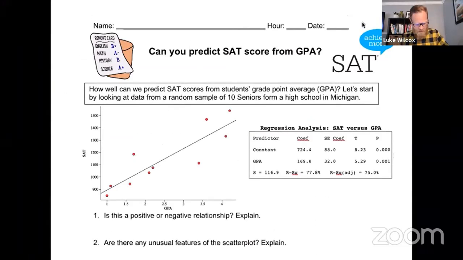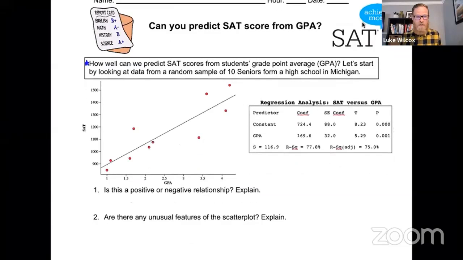So here's what the context of the problem says. It says, how well can we predict SAT scores from students' grade point average, GPA? Let's start by looking at data from a random sample of 10 seniors from a high school in Michigan. So we actually have the data here, first of all, represented as a scatter plot, which is the most common way of displaying 2 variable data.